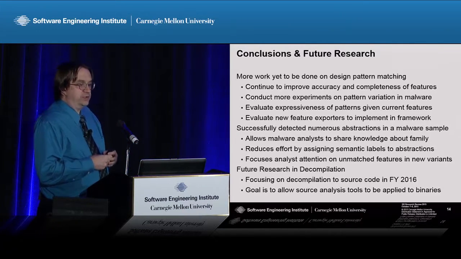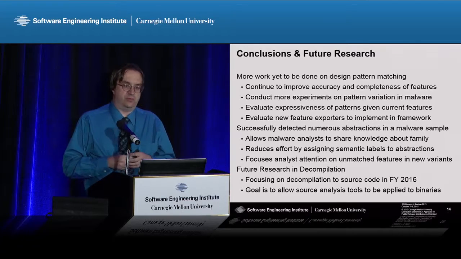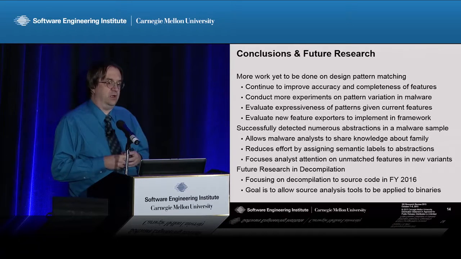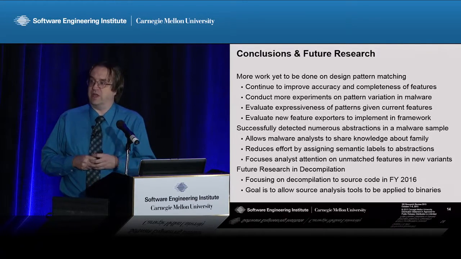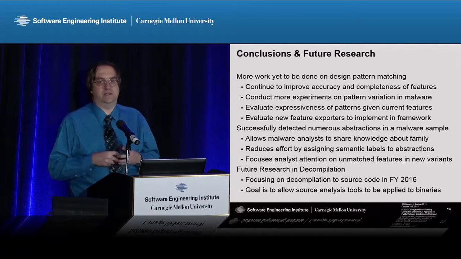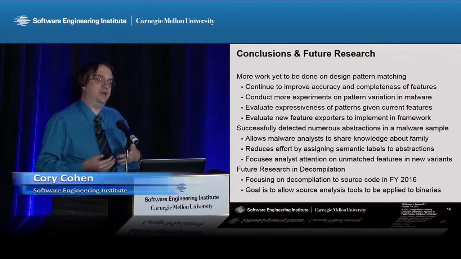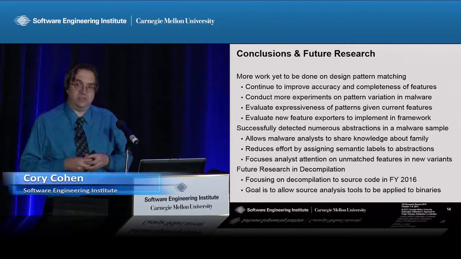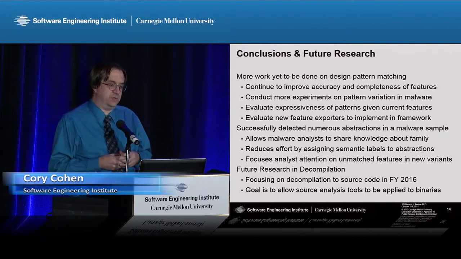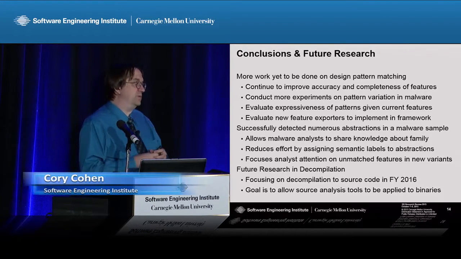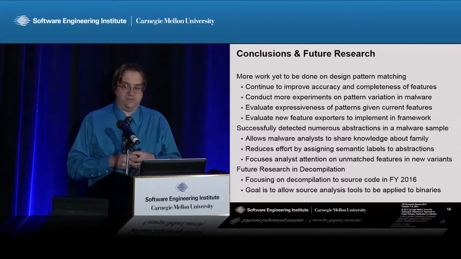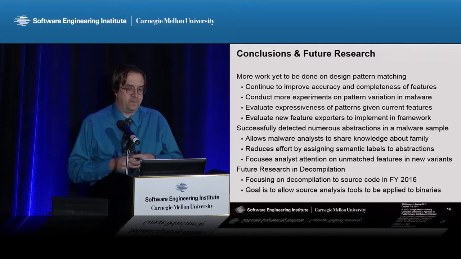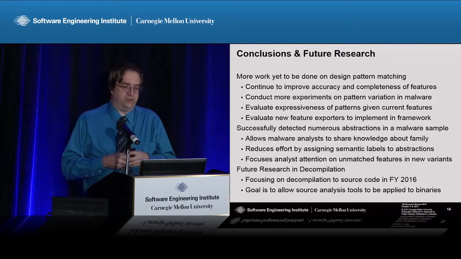So we still have more work to do. We need to continue to improve the accuracy and completeness of the features that we use to reach these conclusions. We need to conduct some more experiments on pattern variation in malware. Our belief is that the abstractions that we're currently working at are going to be high enough to detect in multiple variations of the same family of malware, but we need to conduct some real experiments to prove that. We need to continue to explore whether or not the expressiveness of the features we've chosen are sufficient. Based on our experiments thus far, they seem to be. And then, of course, we need to implement some new feature exporters as well.